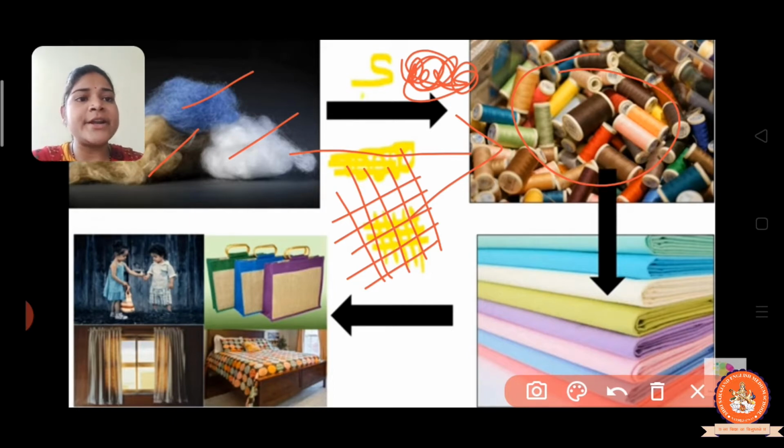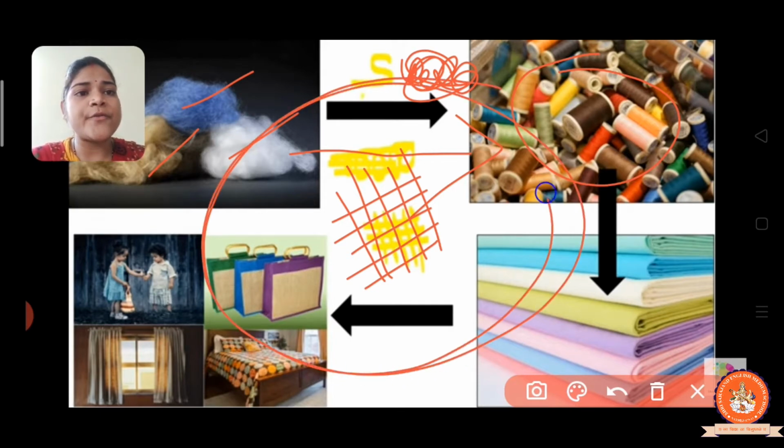Now from the fabric, through the process of stitching, we get clothes, bags, curtains and bedsheets. The fiber is converted into fabric and the fabric is stitched to get clothes, bags, curtains and bedsheets. So you understand the entire process of fiber to fabric.